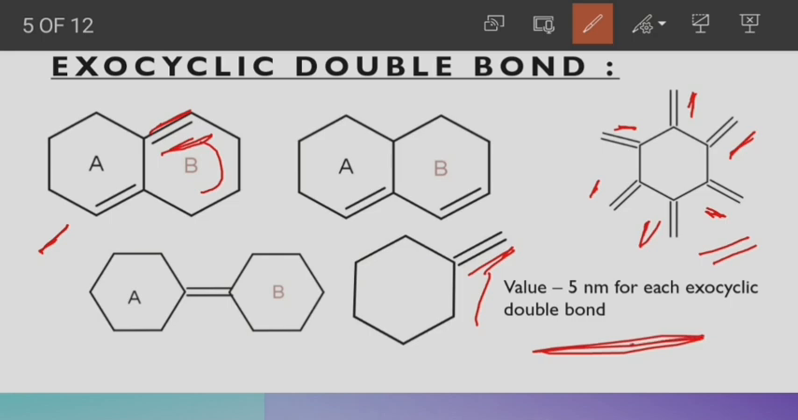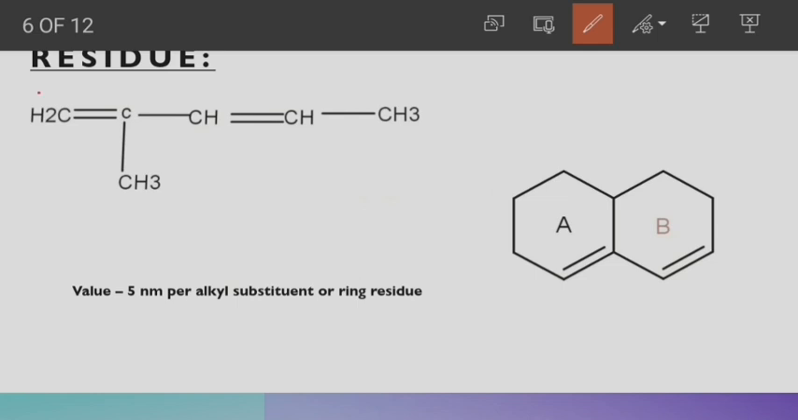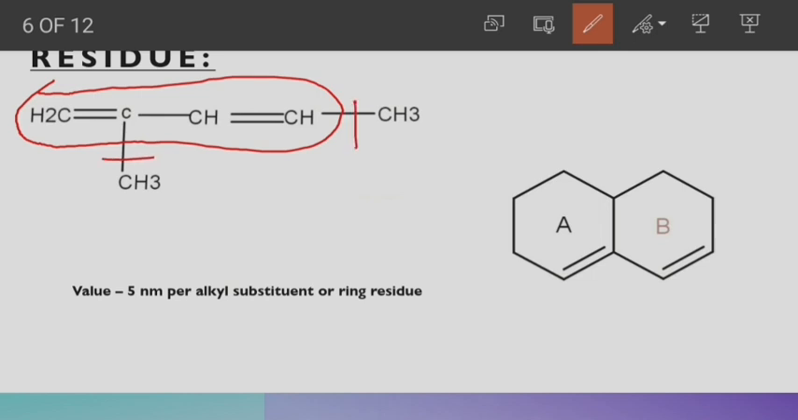So our next point is about alkyl substituents or ring residues. If you consider this as a parent conjugated diene, then this and this are the only two alkyl groups which are directly attached to the parent chain. These are called alkyl substituents.